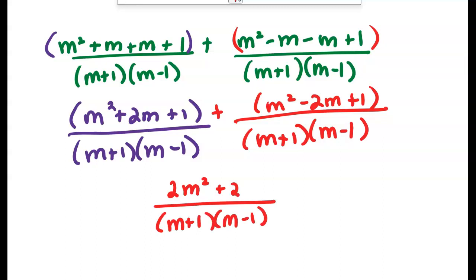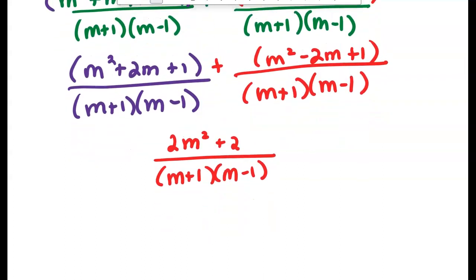Now, how do we know if we are in simplest form? Remember what form we liked before? Simplest what form? Factored form. So can I take a GCF out of the numerator? Yes. Which is a 2. And I get left with m squared plus 1.